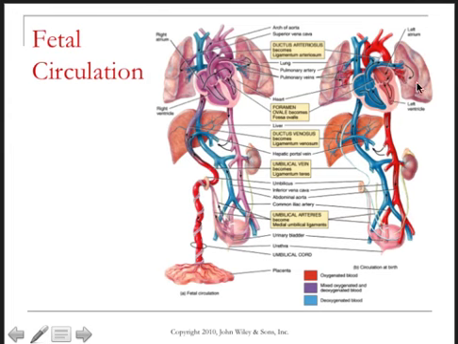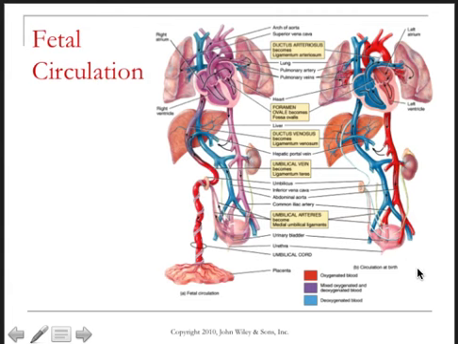Now that the lungs are capable of taking in air, we don't have to rely on these bypasses to get oxygen into the fetal systemic circulation. And as a result now, we close them all off.